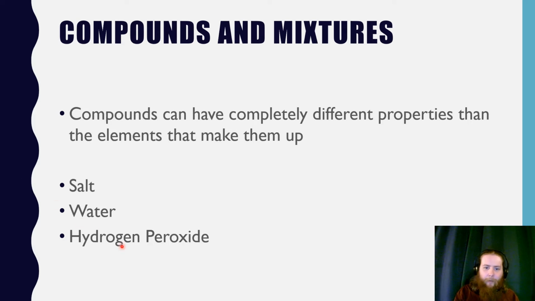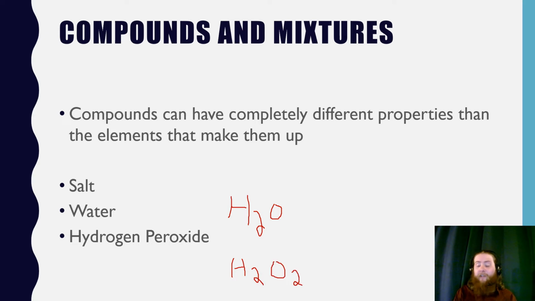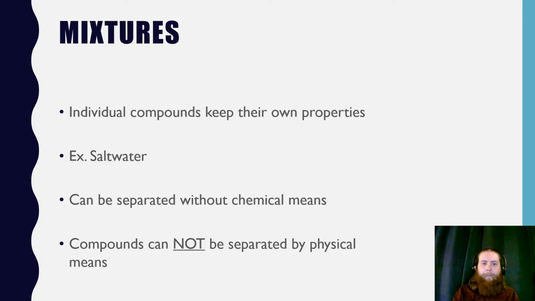The formula for water is H2O. So we think, hydrogen and oxygen, good for us. Hydrogen peroxide is just H2O2. Just that one extra oxygen now makes it toxic for our cells. So what they're made of does not make up their properties. It's how those actually combine together to form their properties. So compounds have different properties than the elements that make them up.